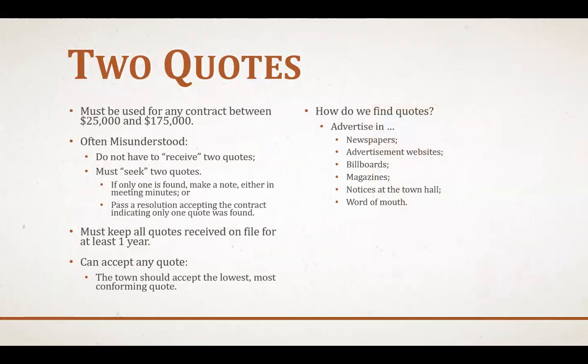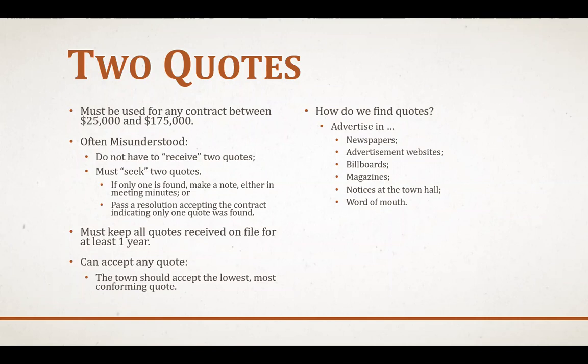Now, the two quotes. Another way to put this is two offers from two different people. This must be used for any contract between $25,000 and $175,000. And it's misunderstood in a couple of ways. The first thing I want to clear up is that there are two different processes, and we should be clear when discussing them: receiving two quotes, and the sealed bidding process. Quotes and bids under the MCL are treated differently. When you're advertising, make sure you maintain the process you're looking to have, because the quote process is simpler than the sealed bidding process. The town should be clear that they're seeking quotes rather than sealed bids.